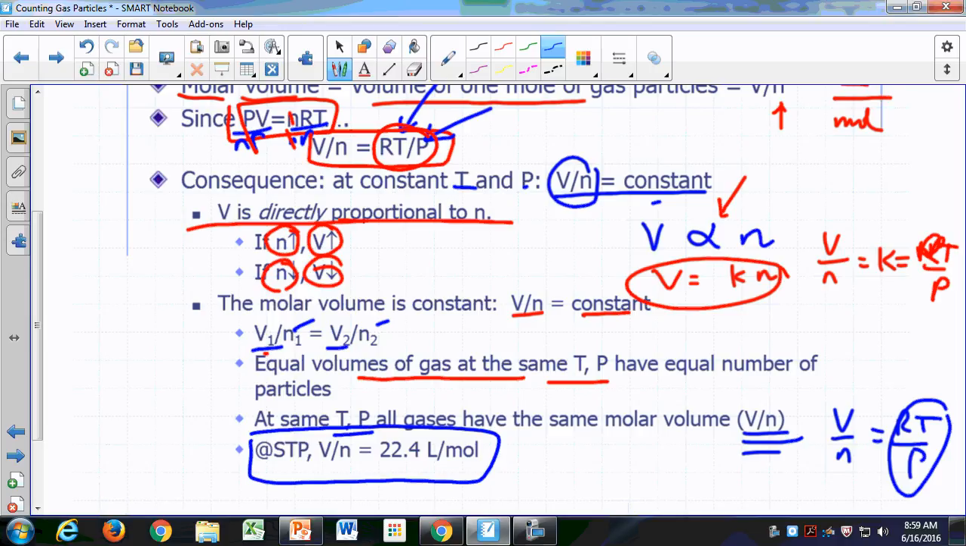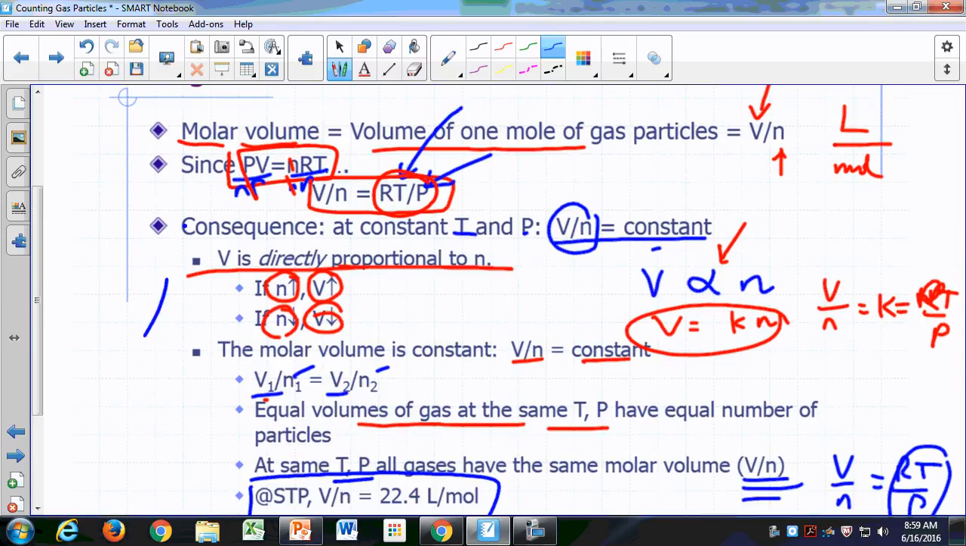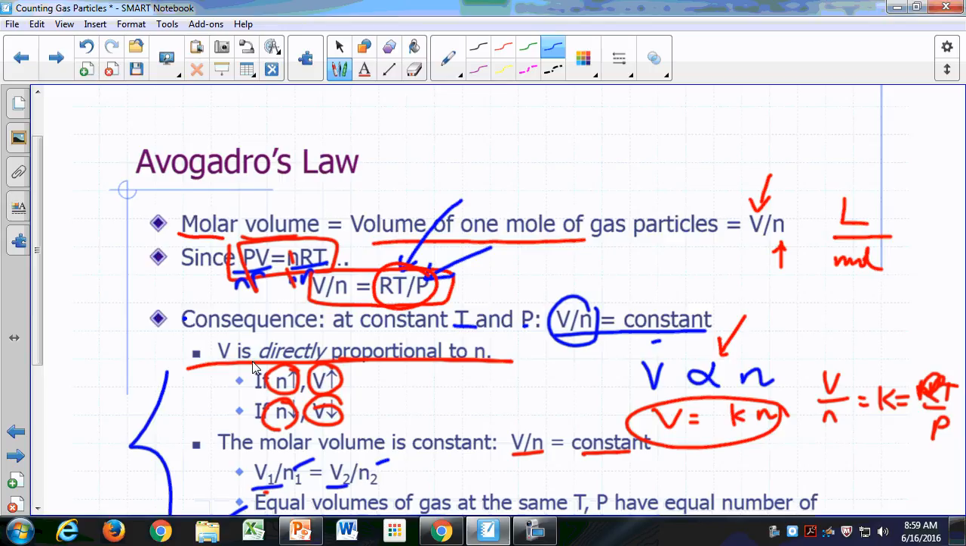The molar volume of a gas at STP is 22.4 liters per mole. So all of these statements over here: equal volumes of gas have equal numbers of particles at the same temperature and pressure, all gases have the same molar volume, and volume is directly proportional to n at a given temperature and pressure. Those are all statements of what we know as Avogadro's law. And you may see it referred to as Avogadro's hypothesis in some textbooks.